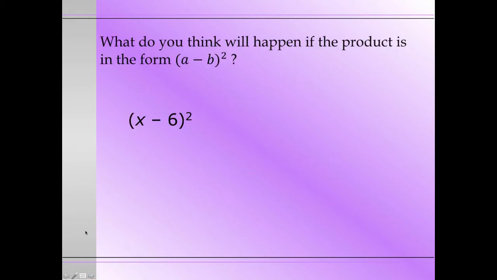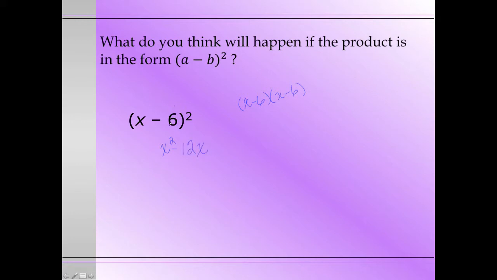So what do you think is going to happen if I have a difference of squares, x minus 6 squared. Well, again, that's still x minus 6 times x minus 6, and I can box method that or FOIL method that. But what I'm going to see is that I'm squaring my first term, and then I'm going to find the product of those two, negative 6x, but I'm going to have two of them, so negative 12x.